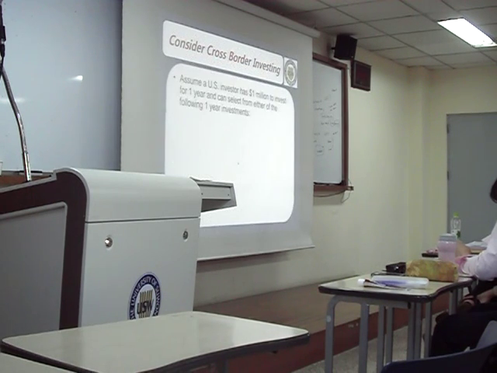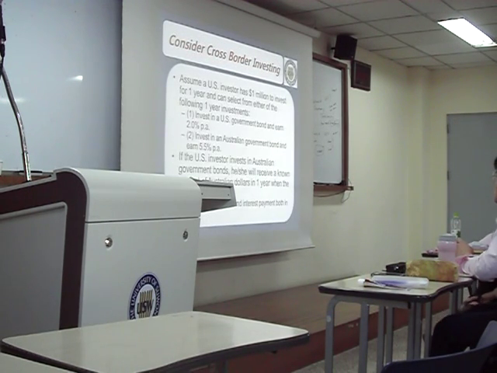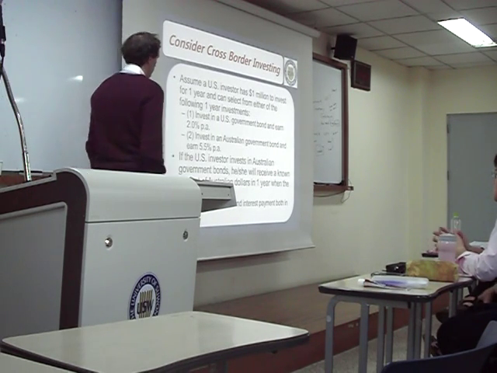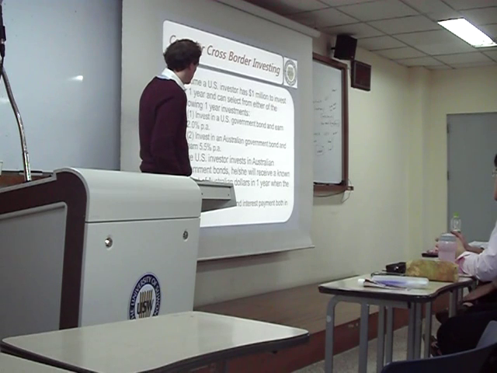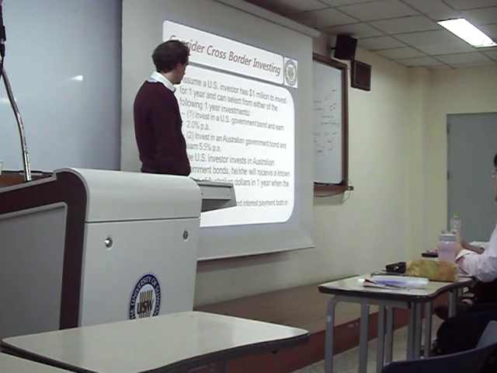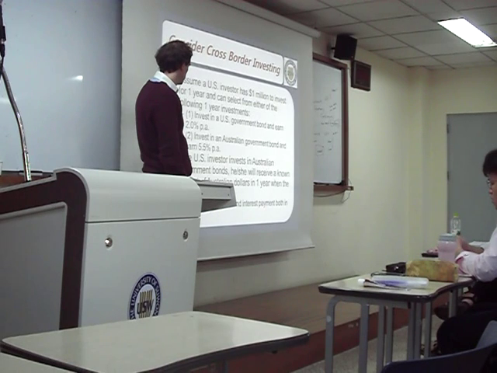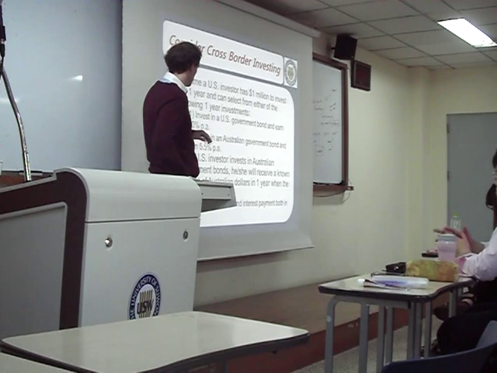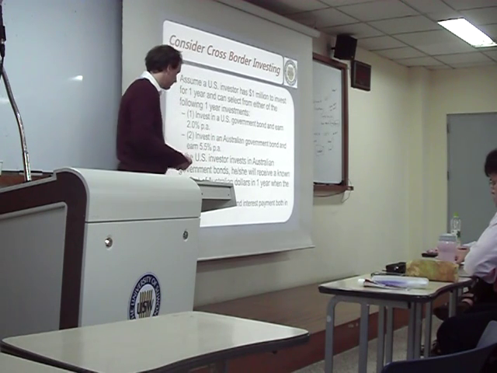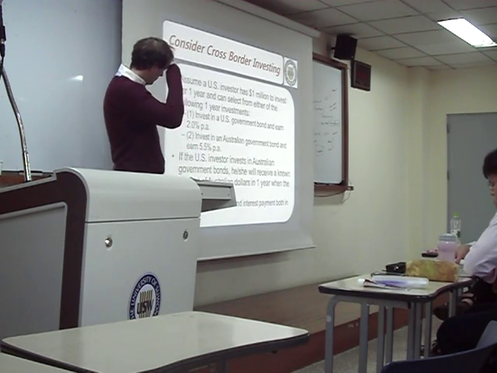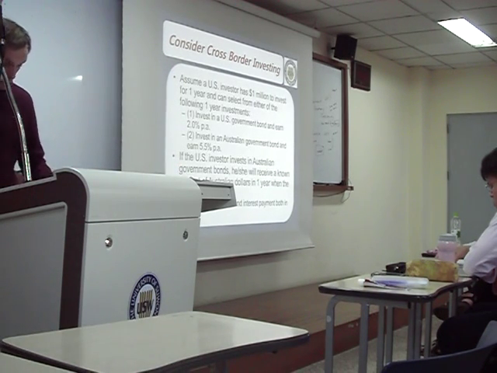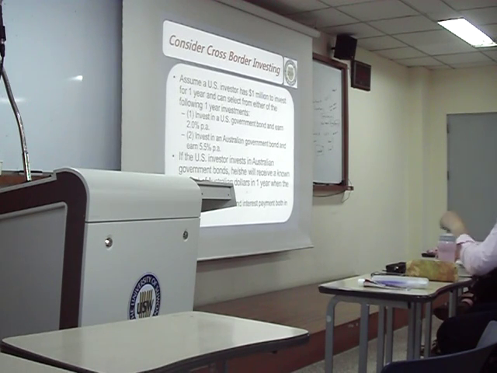So we're going to look at this example. A US investor has $1 million to invest for 1 year, and he can do either of these two investments. He can invest in his own government bonds and earn 2% a year, or invest in the Australian government bond and earn 5% a year. If the US investor invests in Australian government bonds, they will receive a known amount of Australian dollars in 1 year when the bond matures.